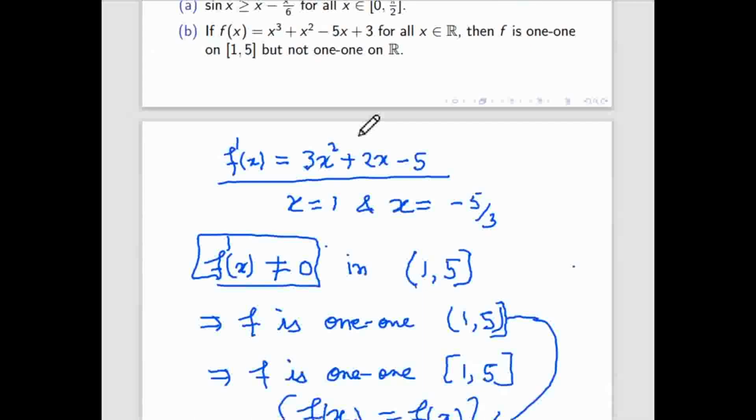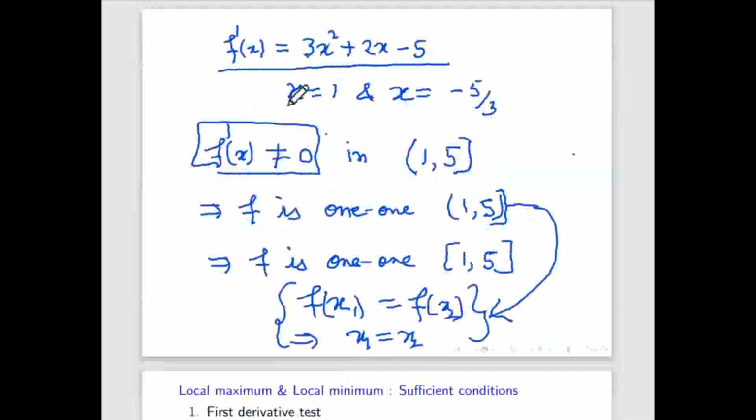Sir, f dash x can be 0 at distinct points or in an interval. See, in this interval it is not 0. That will give a guarantee that it is 1-1. It is 1-1 means this property will definitely be satisfied in this interval. Up to that, I think no doubt.